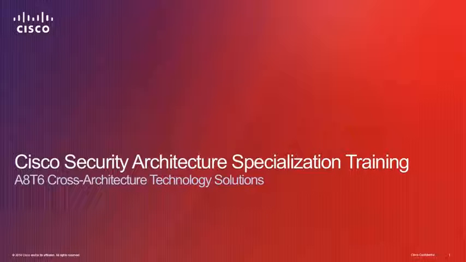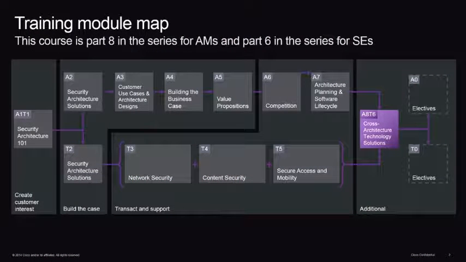Welcome to the Cisco Security Architecture Specialization Training, A8T6, Cross-Architecture Technology Solutions. This course is Part 8 in the series for account managers and Part 6 in the series for systems engineers. Before beginning this module, please make sure that you have completed either A7 or T5, which provide foundational information.